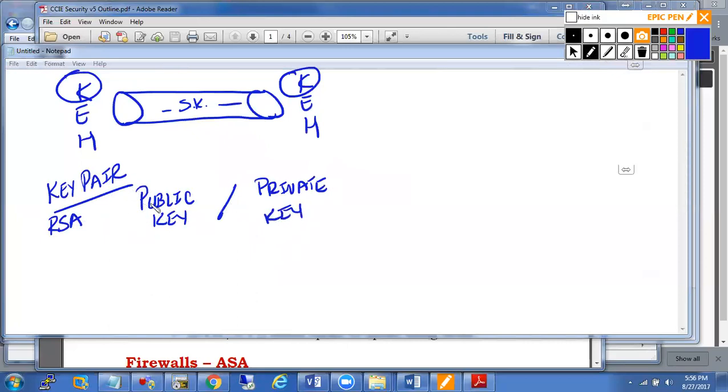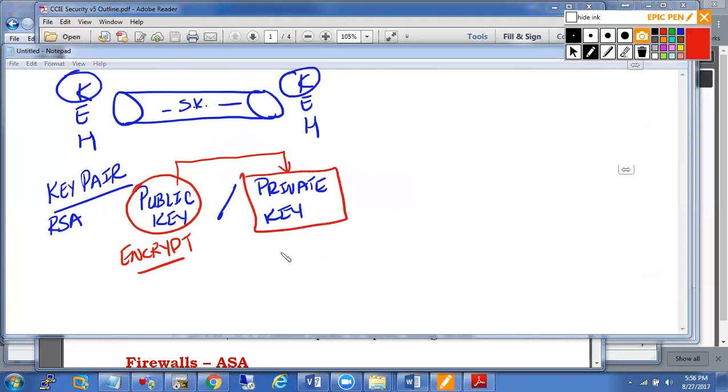The purpose of this public key is to encrypt the data. Whatever data is encrypted by this public key can only be decrypted by the corresponding private key. So the function of the private key is to decrypt the data. You guys okay with it so far?